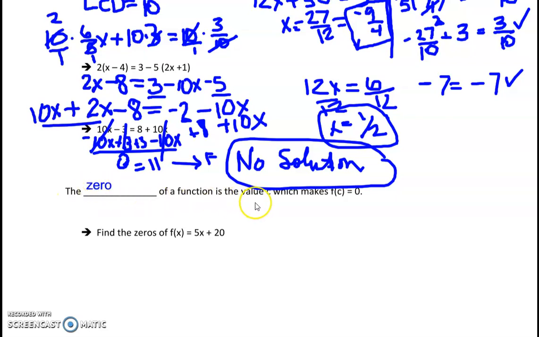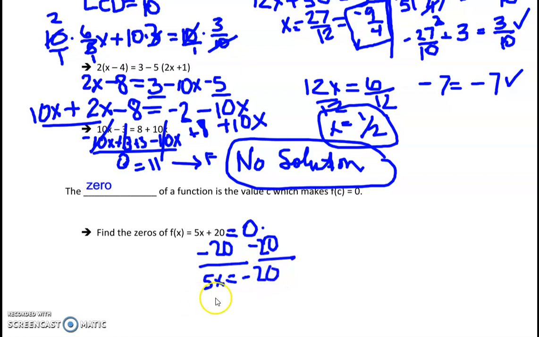Okay, one last thing we're going to cover in this video before we move forward is defining what the 0 of a function is. The 0 of a function is the value that makes it equal to 0. So in this problem, we're asked to find the zeros of f of x equals 5x plus 20. You're going to find that by setting it equal to 0 and then solving for x. So to solve this for x, we need to subtract 20 from both sides. We get 5x equals -20. And then divide by 5. And we get that our 0 is x equals -4.